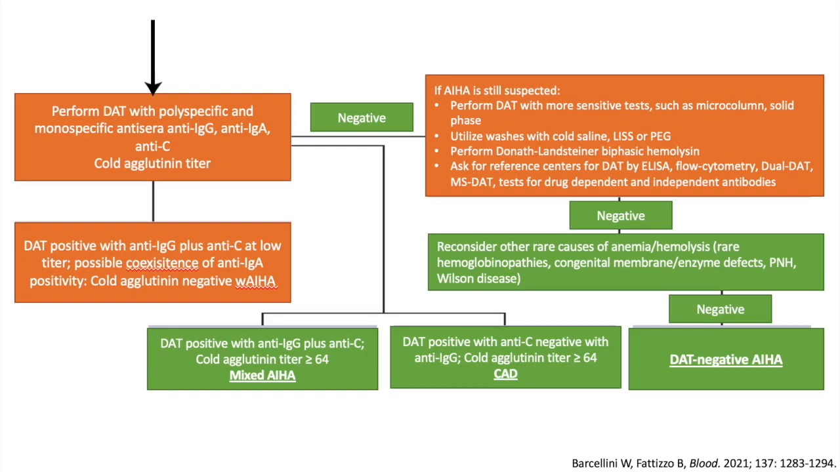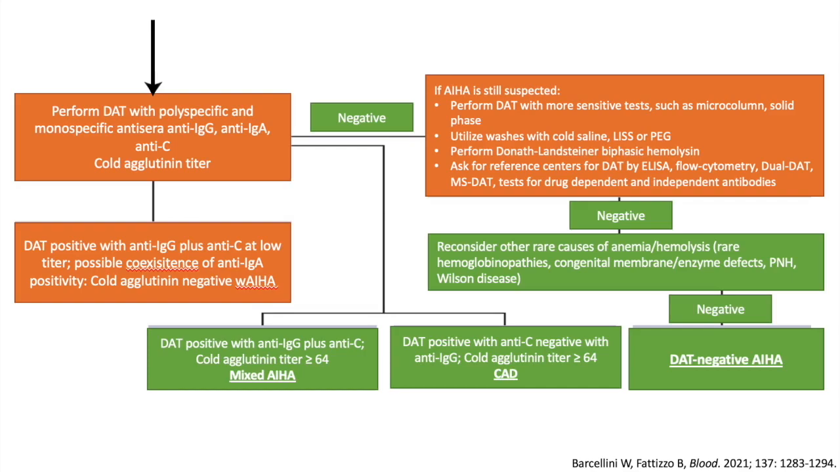Also, it can be used to evaluate patients' autoantibodies and to assess the specificity of these autoantibodies. So to unravel whether these autoantibodies are directed against the Rh system or I system, I antigens, P antigens, and so on. So these are the two tests that are pivotal for the diagnosis of autoimmune hemolytic anemia, and the monospecific DAT for the diagnosis of warm autoimmune hemolytic anemia.